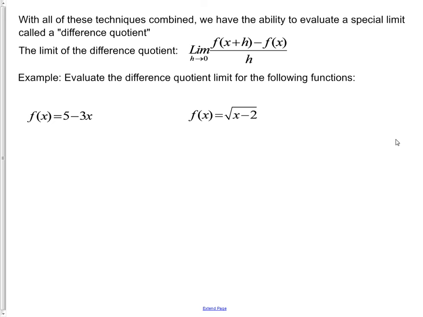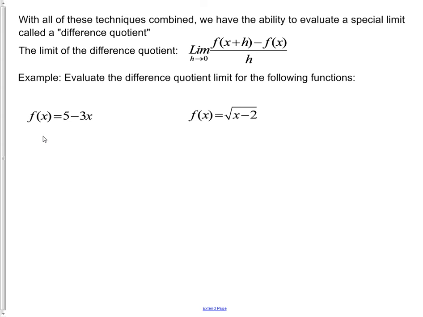So with all of these techniques combined, we actually now have the ability to evaluate our special kind of fraction called a difference quotient. And you recall a difference quotient was studied back in chapter 1 when we talked about f of x plus h minus f of x divided by h. Only this time we might be interested to find out what happens to that limit as h approaches 0. So let's try it with a simple function first.